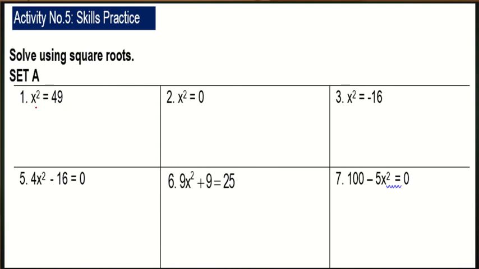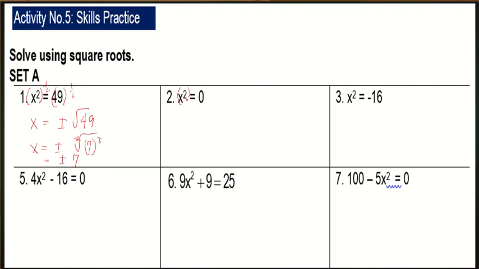Okay, so numbers 1, 2, and 3 are quite easy. So we are going to raise both sides to 1/2. So we have x here is equal to positive, negative square root of 49. It can be written also as 7 squared. Okay, 2 divided by 2. So we have here positive, negative 7, or just directly, square root of 49 is equal to positive, negative 7.